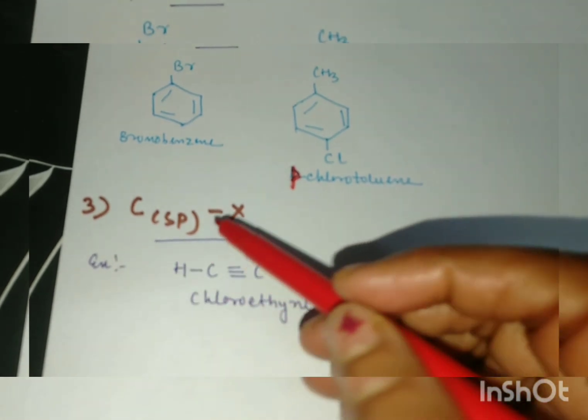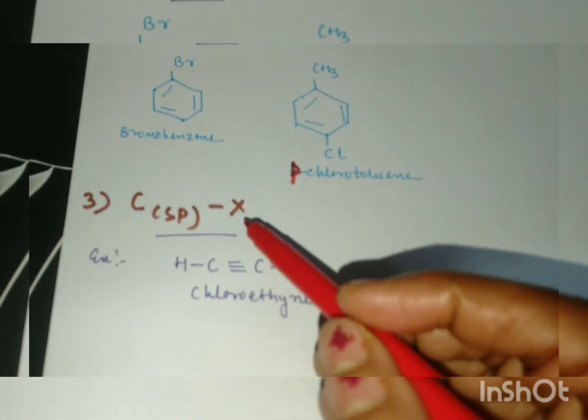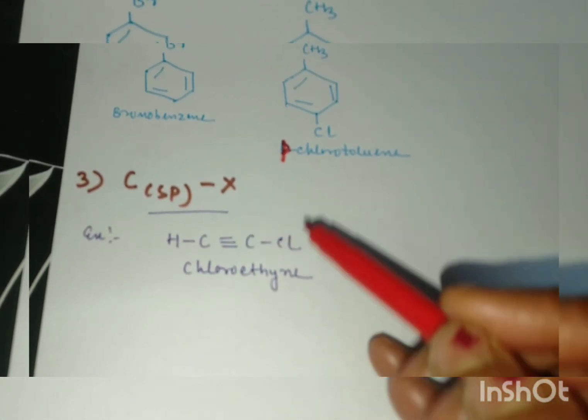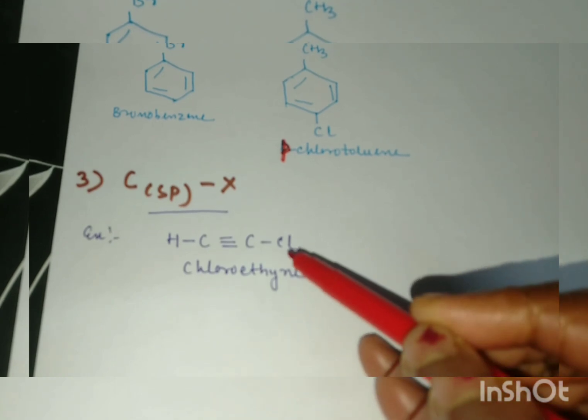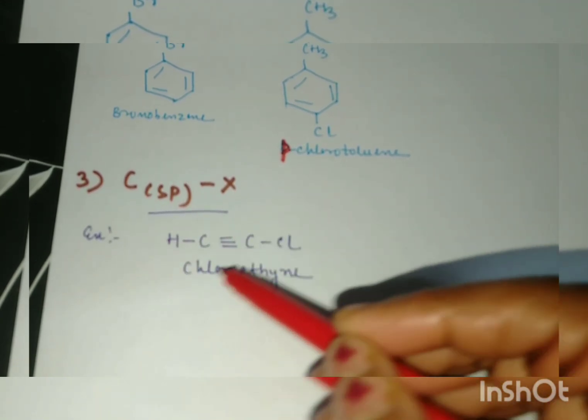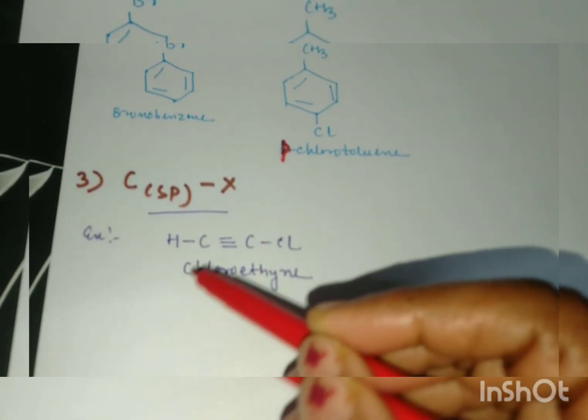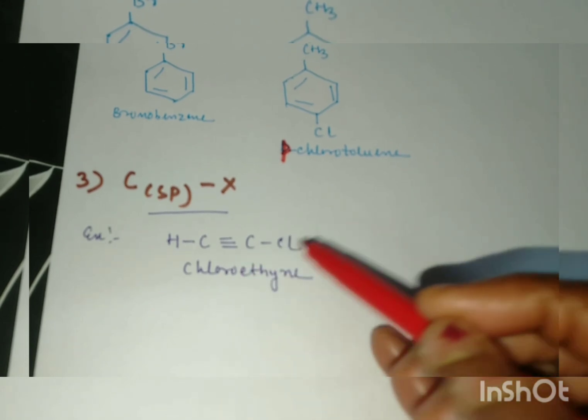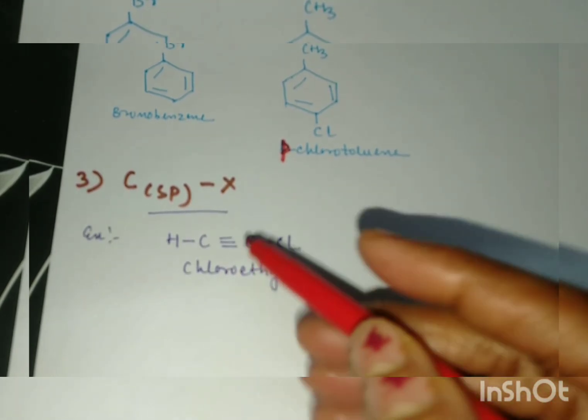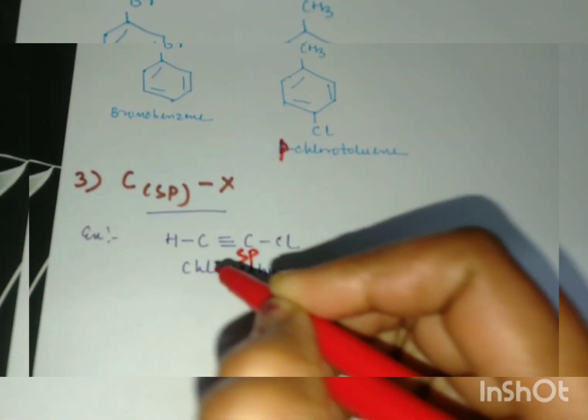Now next, the third one is where the halogen is attached to an sp carbon. So what is the compound? It is your chloroethine, as chloro is attached to the ethine group, the acetylene group. So it is chloroethine or chloroacetylene. Similarly, it can be bromo, iodo, different ones. But this carbon is your what? This is your sp carbon atom.